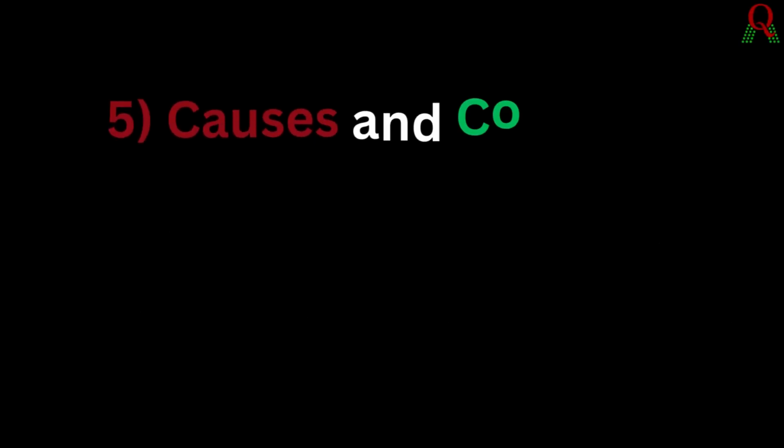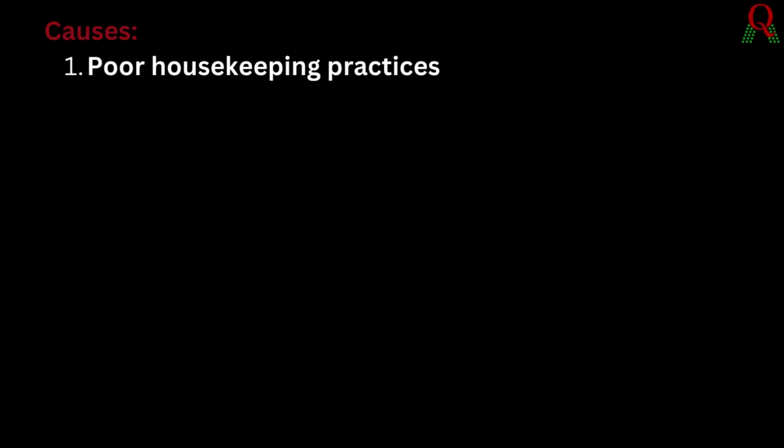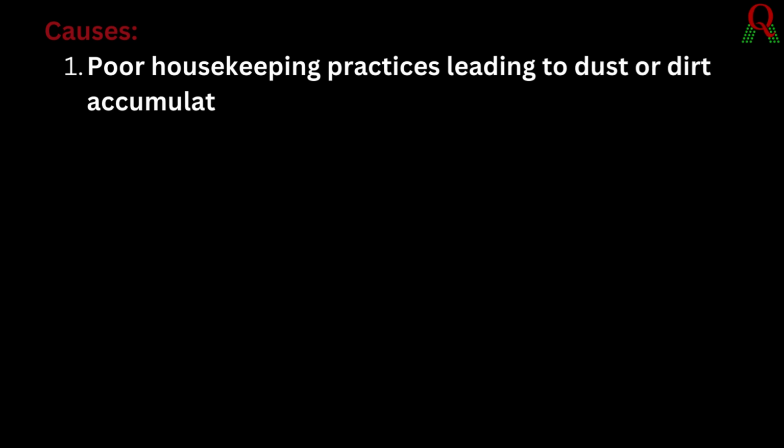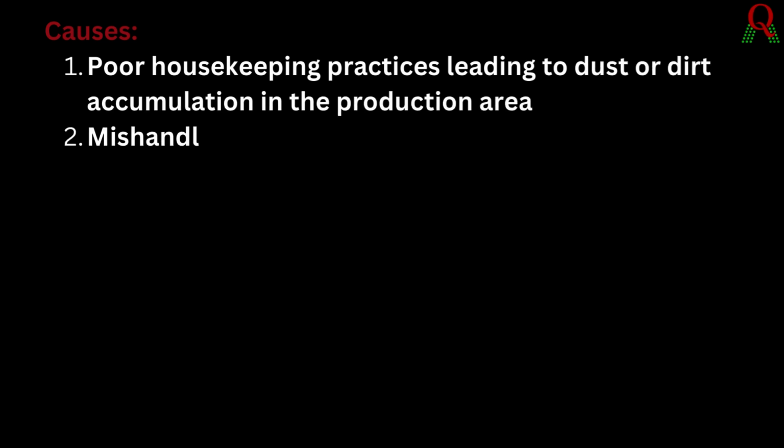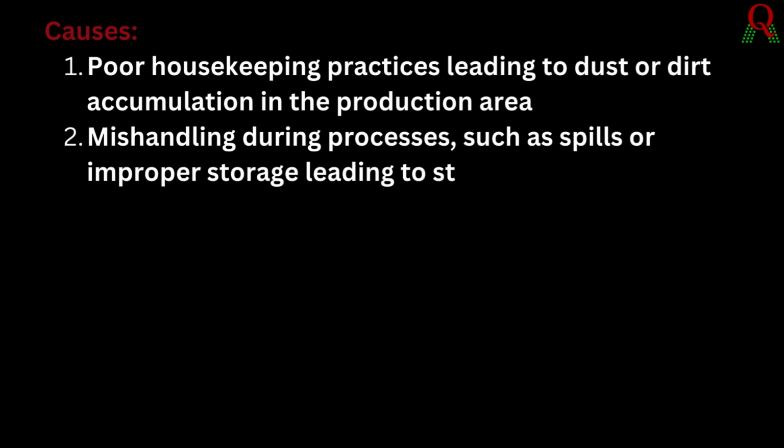5. Causes and control of dirty spot marks or stains. Causes: poor housekeeping practices leading to dust or dirt accumulation in the production area. Mishandling during processes, such as spills or improper storage leading to stains.